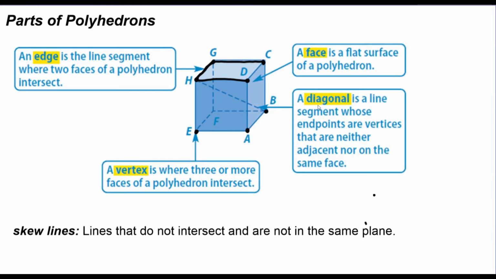And then we have diagonals, which are lines that pass through the interior of a polyhedron and connect two vertices. So if you connect two vertices and pass through the polyhedron instead of along the face or along an edge, that's a diagonal.